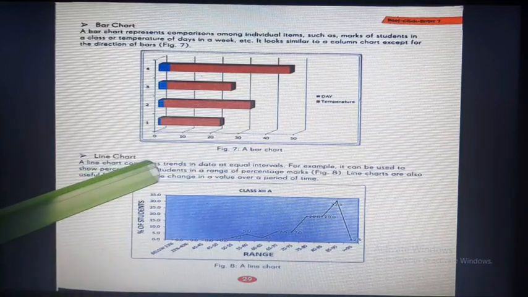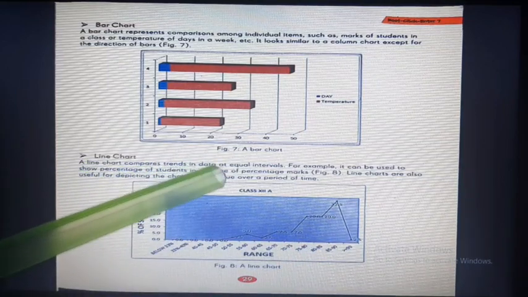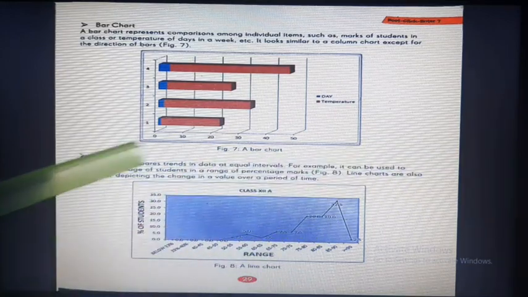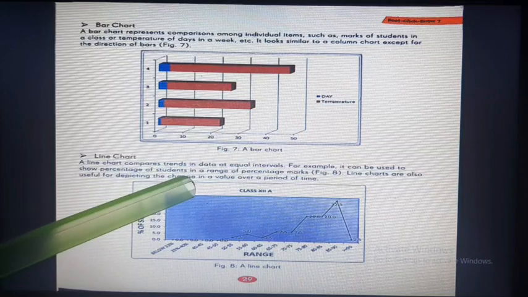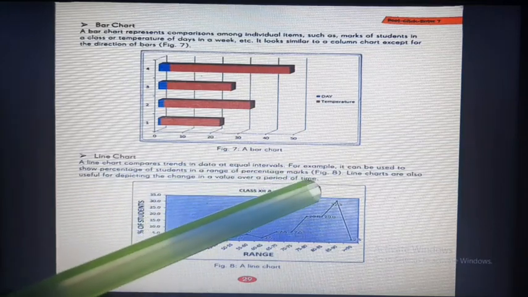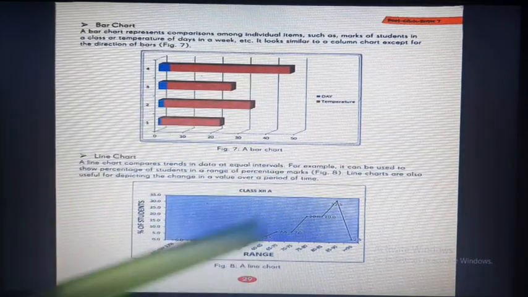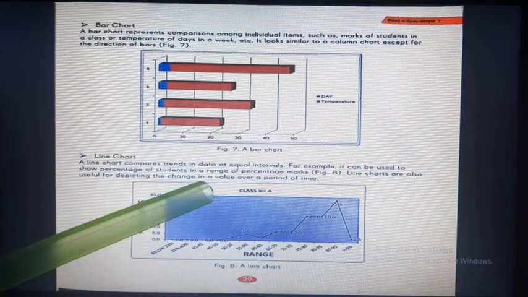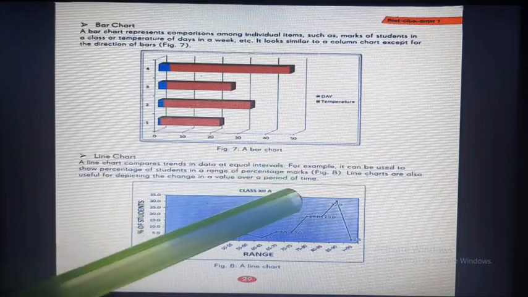Now a line chart compares trends in data at equal intervals. For example, it can be used to show the percentage of students in a range of percentage marks, shown in figure number 8. Line charts are also useful for depicting the change in a value over a period of time.